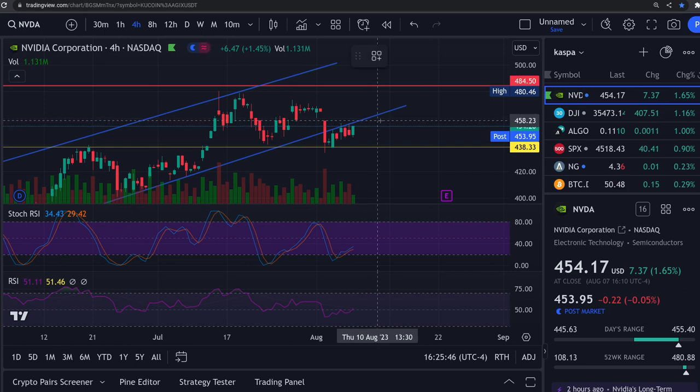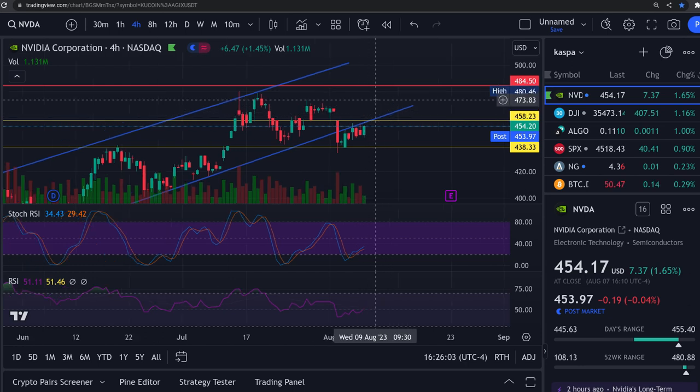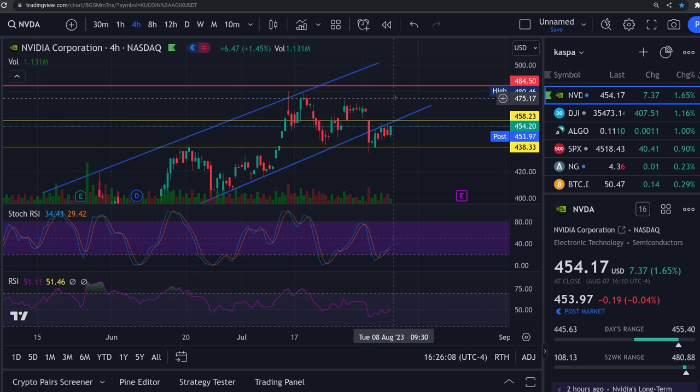That resistance would be roughly right there, at what is that, $458. If it breaks back above that and gets back into this trend, then it has a possible chance of running up here towards this high, and who knows what'll happen. It could have a shot here.